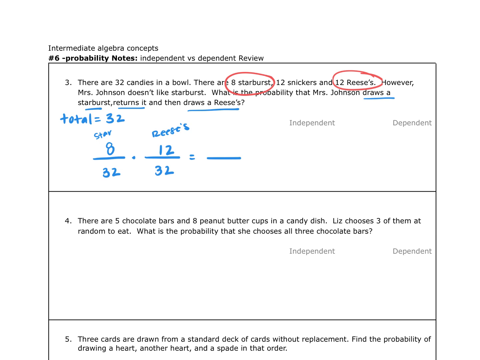And then we're going to do that same thing. We're going to multiply straight across. So 8 times 12, I get 96. And 32 times 32, I get 1,024. And if I divide those out, 96 divided by 1,024, I get 0.093. Okay, so now looking at those, I want to round to that hundredths place.